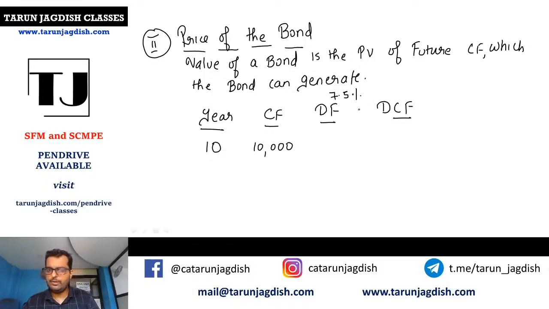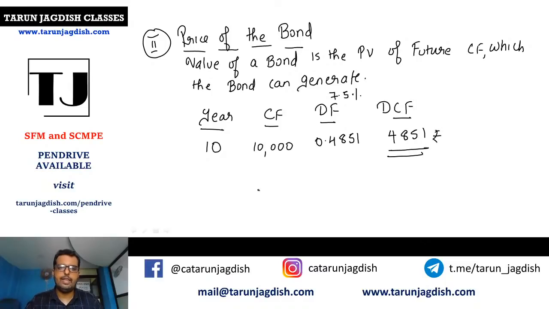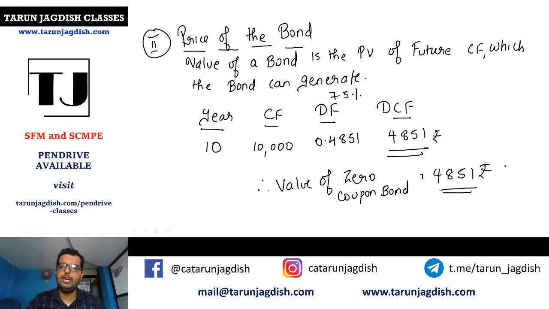It will be 0.4851. So when I do 10,000 into 0.4851, I will get the answer as 4,851 rupees. Therefore, the value of the zero coupon bond will be 4,851 rupees. Alright friends, can you write down till here in your books now?